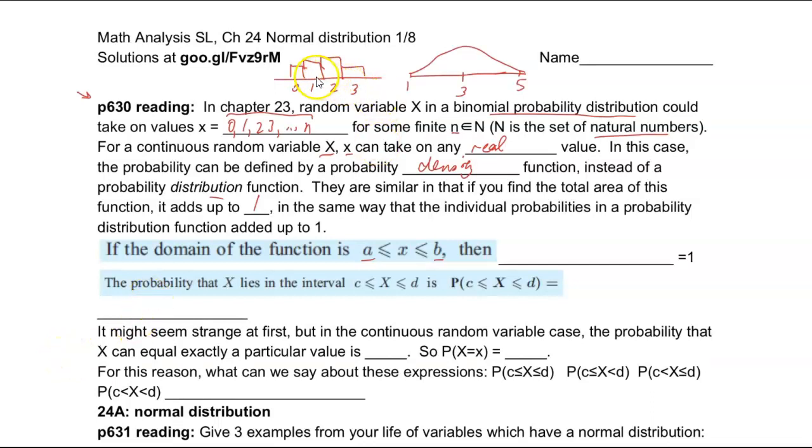A binomial probability distribution function looks something like a little bar graph or histogram. Each one of these numbers, 0, 1, 2, or 3, has some chance of happening, and we represent that chance with these little bars. Like the chance of 0 happening, let's say it's 0.2, the probability of 1 happening is 0.3, the probability of 2 happening is 0.4. Do you see how each one of these integers, whole numbers, has a probability represented by these little rectangles?